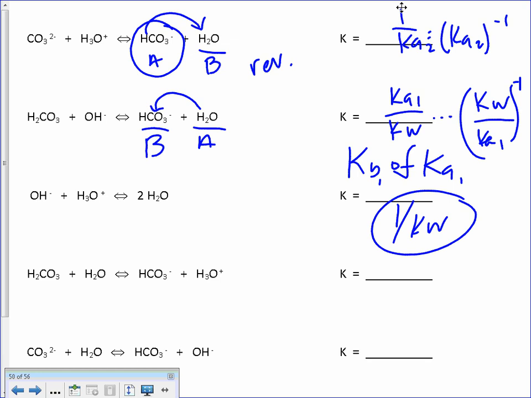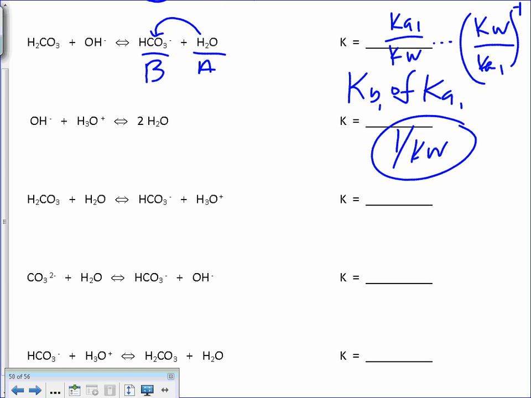Next one, just Ka. It's just Ka1. And if you look closely, I know you're in the process of looking for water, and I see how it's reacting. You look at that and you realize, hey, that's just a normal dissociation. It's acid plus water yields stuff and hydronium. And that happens to be the first dissociation.